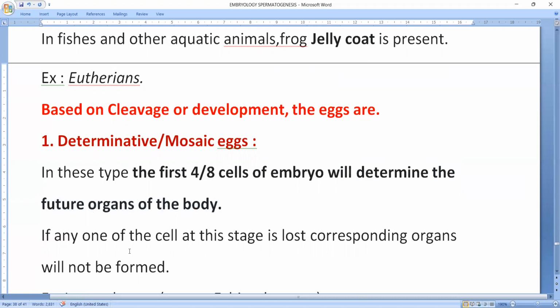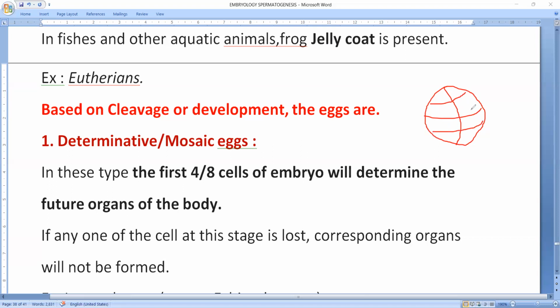Okay, so in the next step, see, if any one of the cells at this stage, that is up to the 8th cell stage, is lost... So this is the zygote, and cleavage occurs like this. Now the 4 cell stage or 8 cell stage. So these are all called blastomeres. We all know that. Here in determinative type of eggs, at the 4 cell stage or 8 cell stage itself, the future organs are determined.